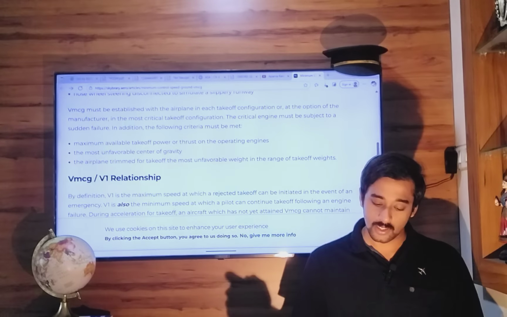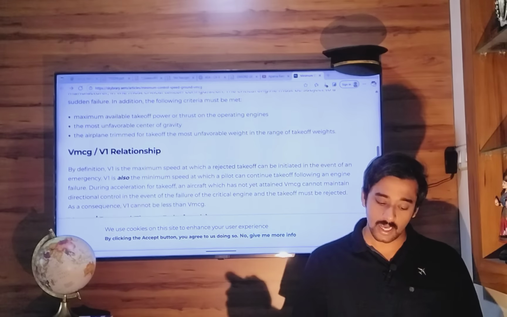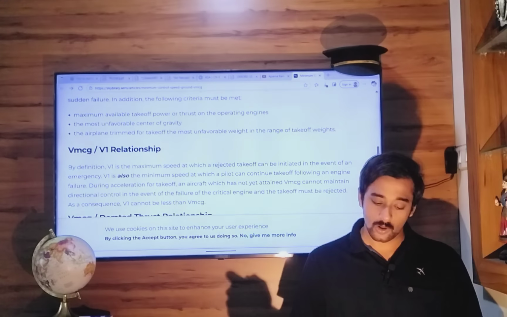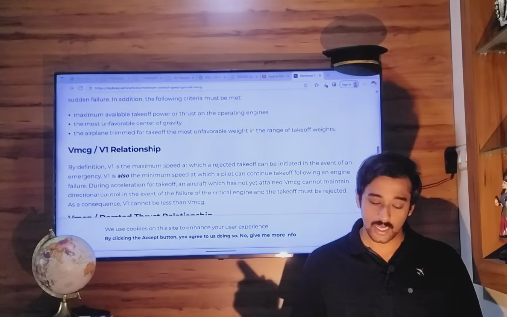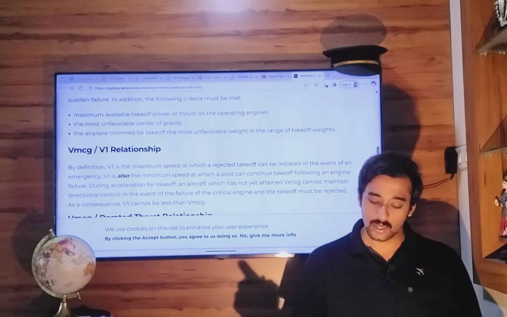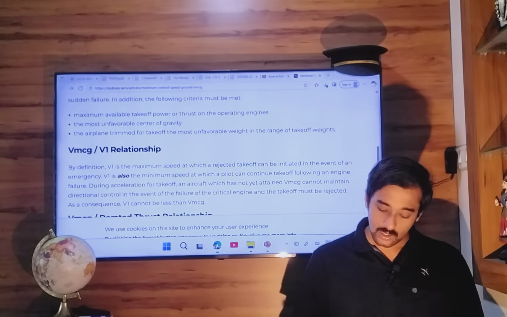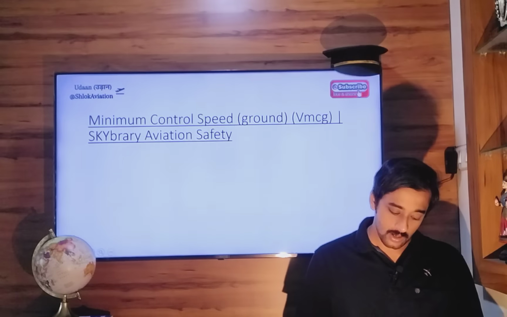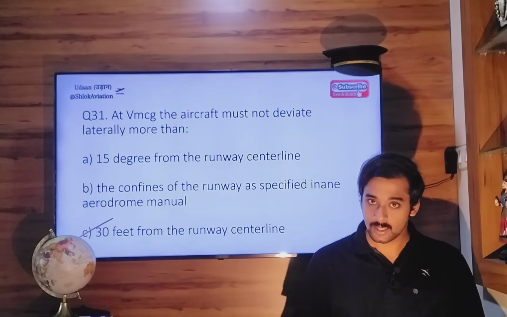The critical engine must be subject to a sudden failure. In addition, the following criteria must be met: maximum available takeoff power or thrust on the operating engines, most unfavorable center of gravity, aeroplane trim for takeoff, the most unfavorable weight in the range of takeoff weights. Okay, so this is some theory that I just read out. So remember, the correct answer is 30 feet from the runway center line.